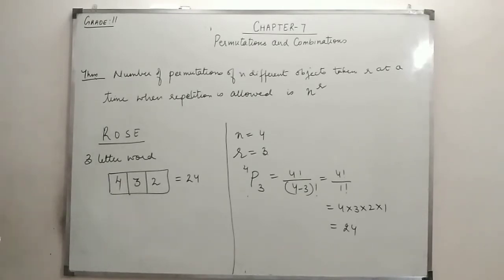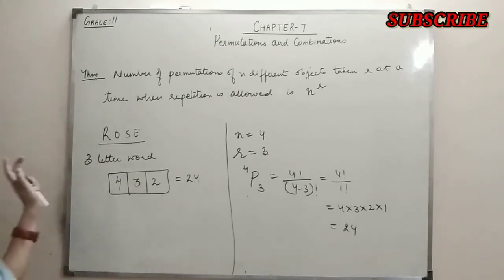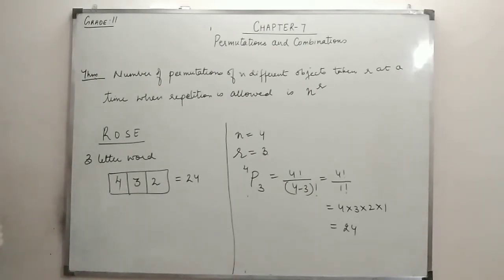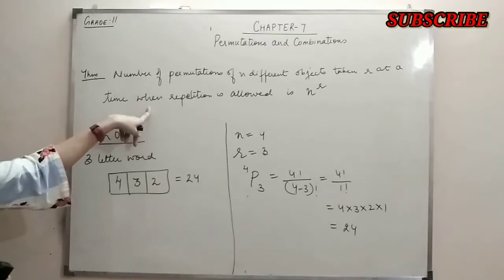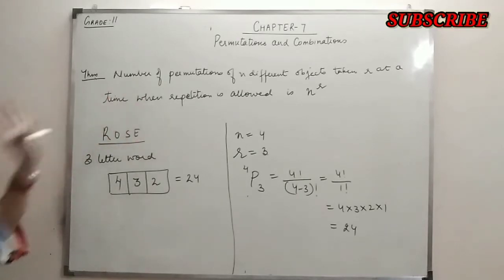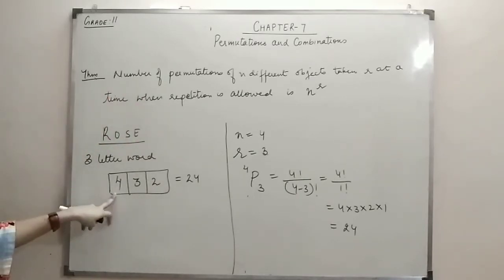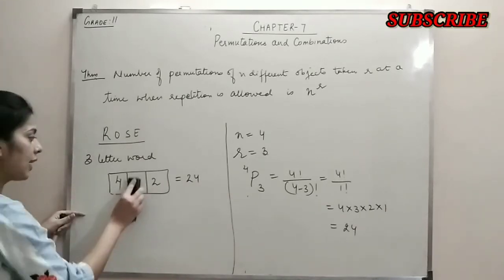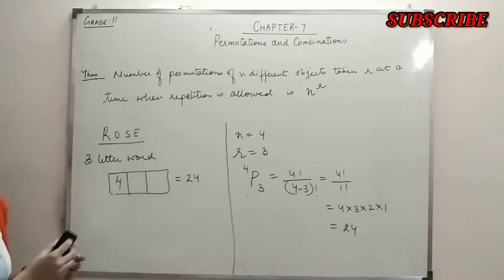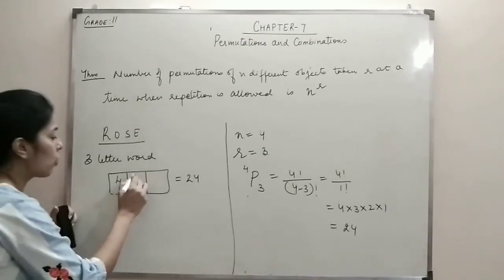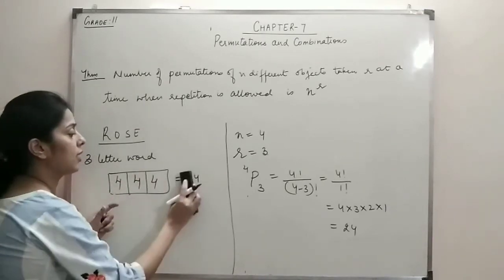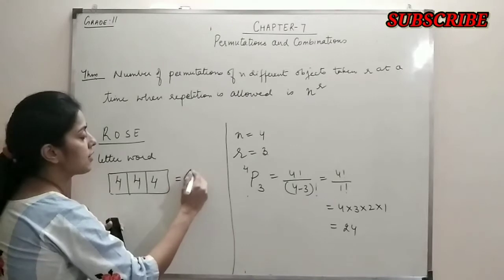Let's see. Again I am taking the same example so that you can easily understand how we are differentiating. That 3-letter word we are framing, but now the repetition is allowed. It means the first place can be filled in 4 ways, the second place also in 4 ways, and the third place also we have 4 choices. That is 64.